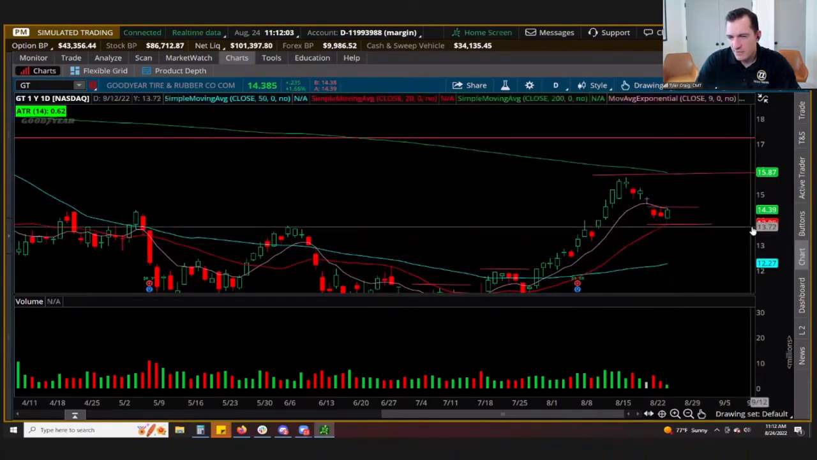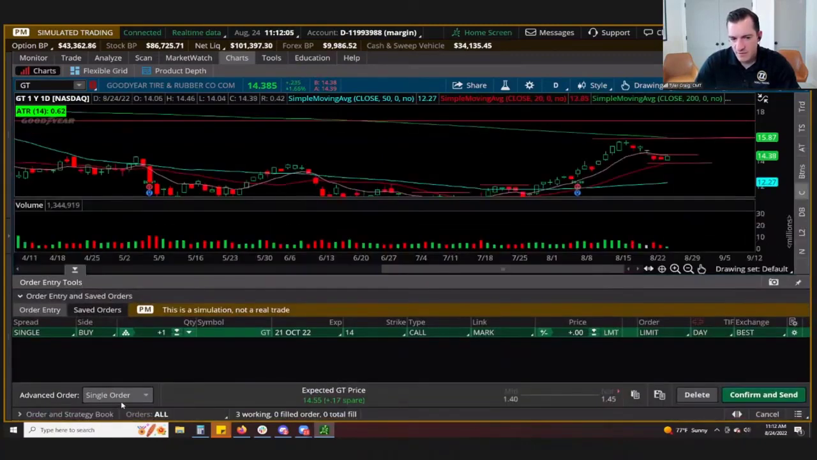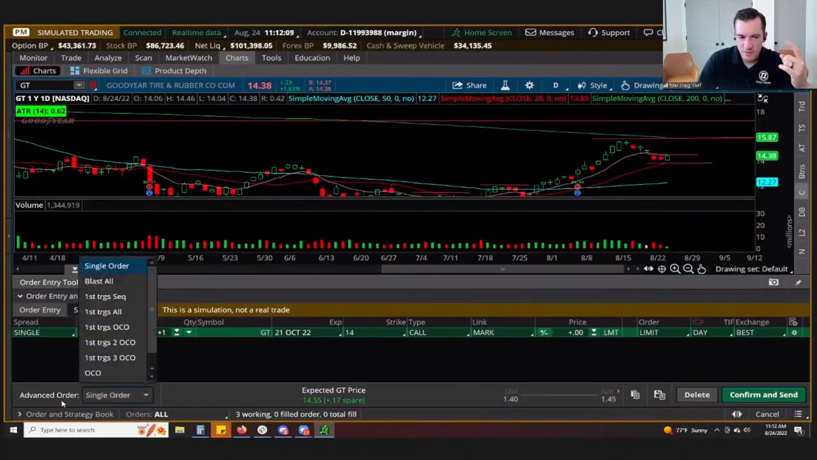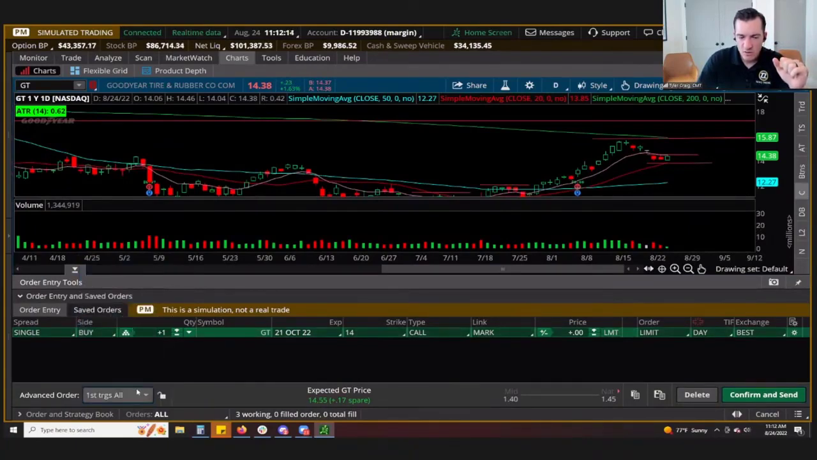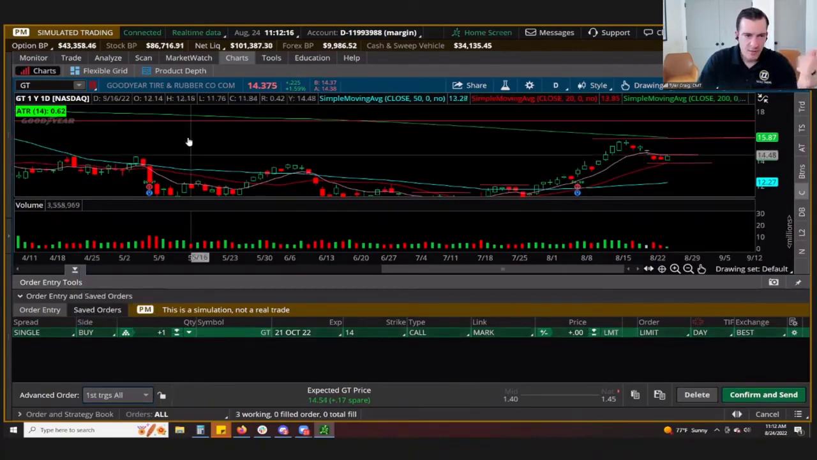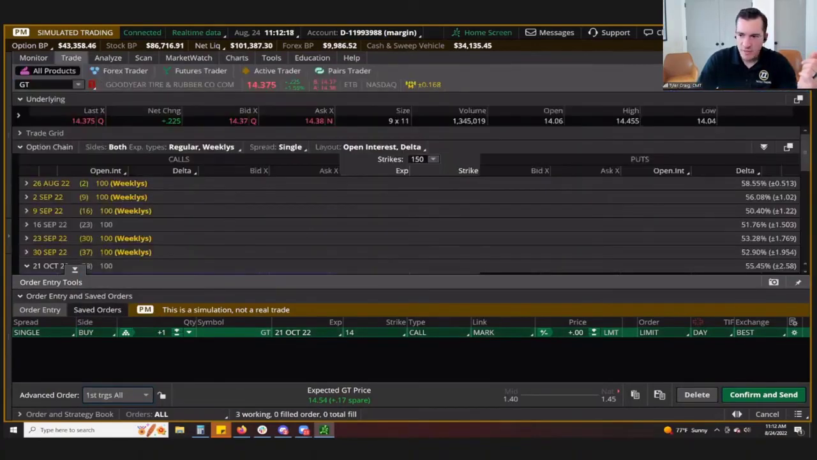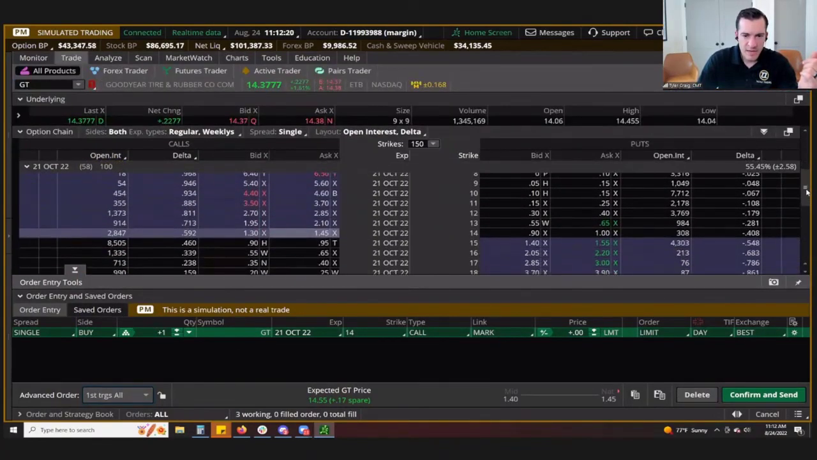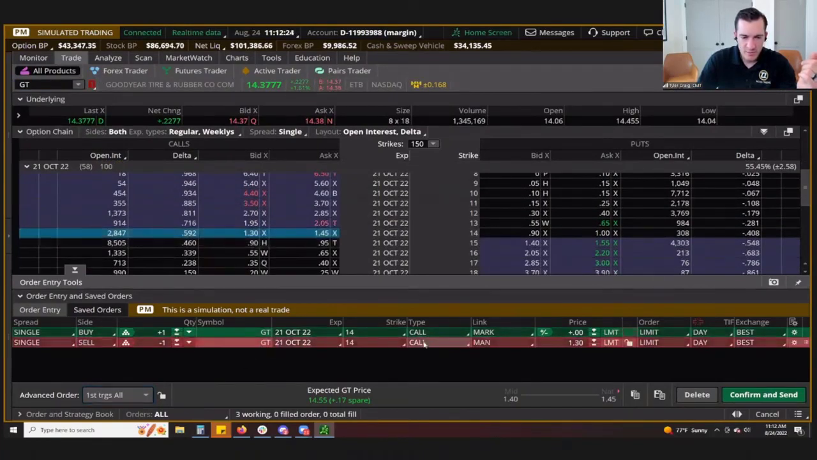So the 20 MA is at $13.85. To be able to put in a second order as my stop loss, I'm going to go to advanced order and change it to first triggers all. And then I'm going to create a sell order. Now, there's a couple ways you can do it, but what I'm going to do is come back to the October 14 call and click on the bid price to bring up a sell order.